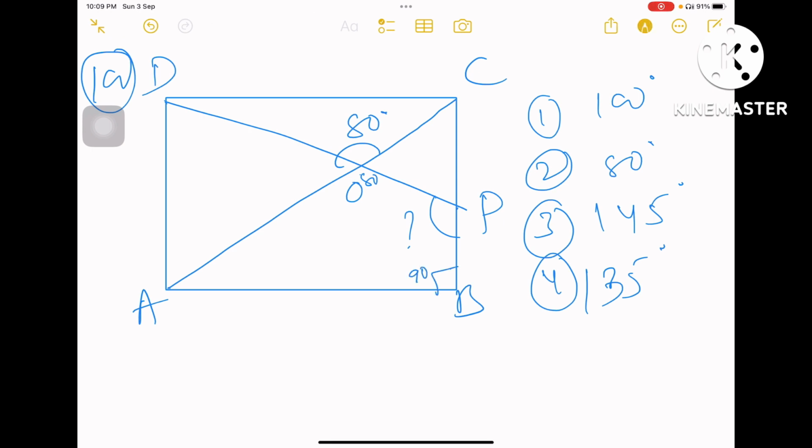Also, this is 90. Now, this is a diagonal which is the angle bisector. The diagonal AC is the angle bisector of angle DAB. So what we can see here is, if this is totally 90, so this will be 45. If this is 45, this is 80, this is 90.